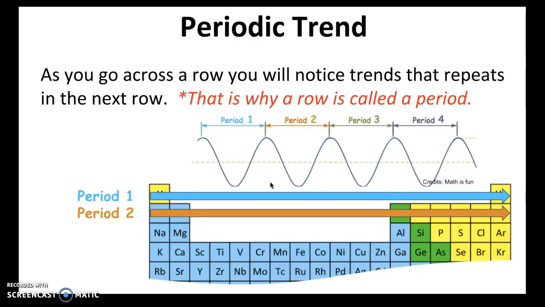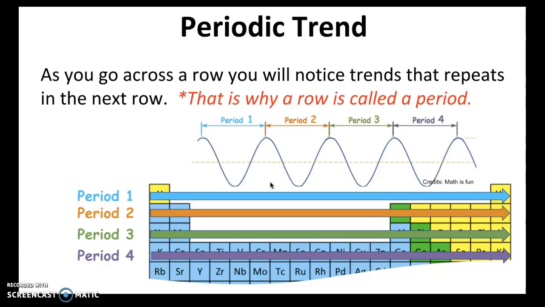So if the atomic masses are increasing in period 1, they'll also increase as you go across period 2. And the same thing for period 3 and same thing for period 4. And that's the reason why a row in a periodic table is called a period. It's because of this repeating pattern.